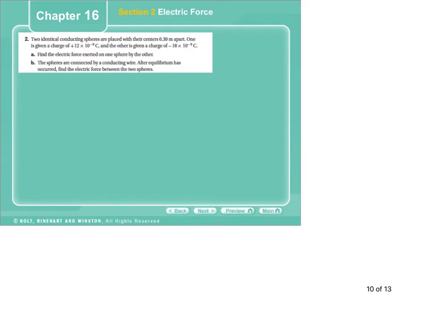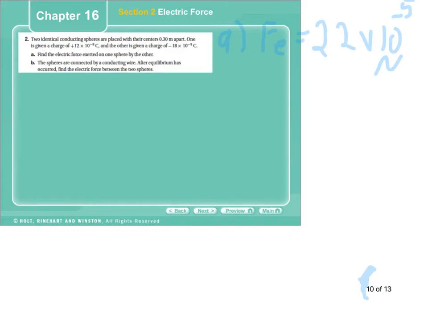If you want to pause the video and try this one on your own, the answer you should get for part A will be the electric force should turn out to be 2.2 times 10 to the negative fifth newtons. So if you think you know how to do it, stop it, try it, see if you come up with that answer. If not, continue on, or if you don't get that answer, let's look at what I do now.